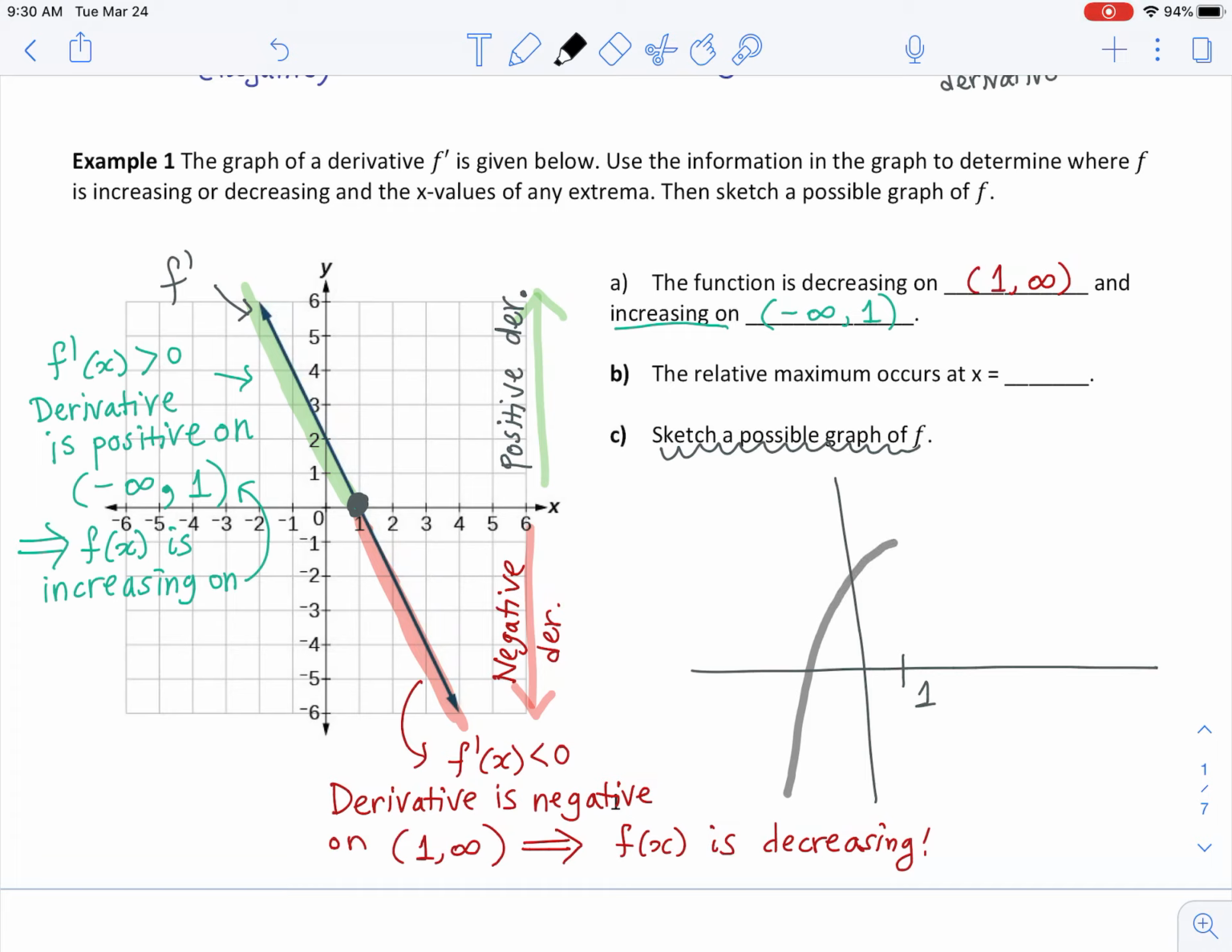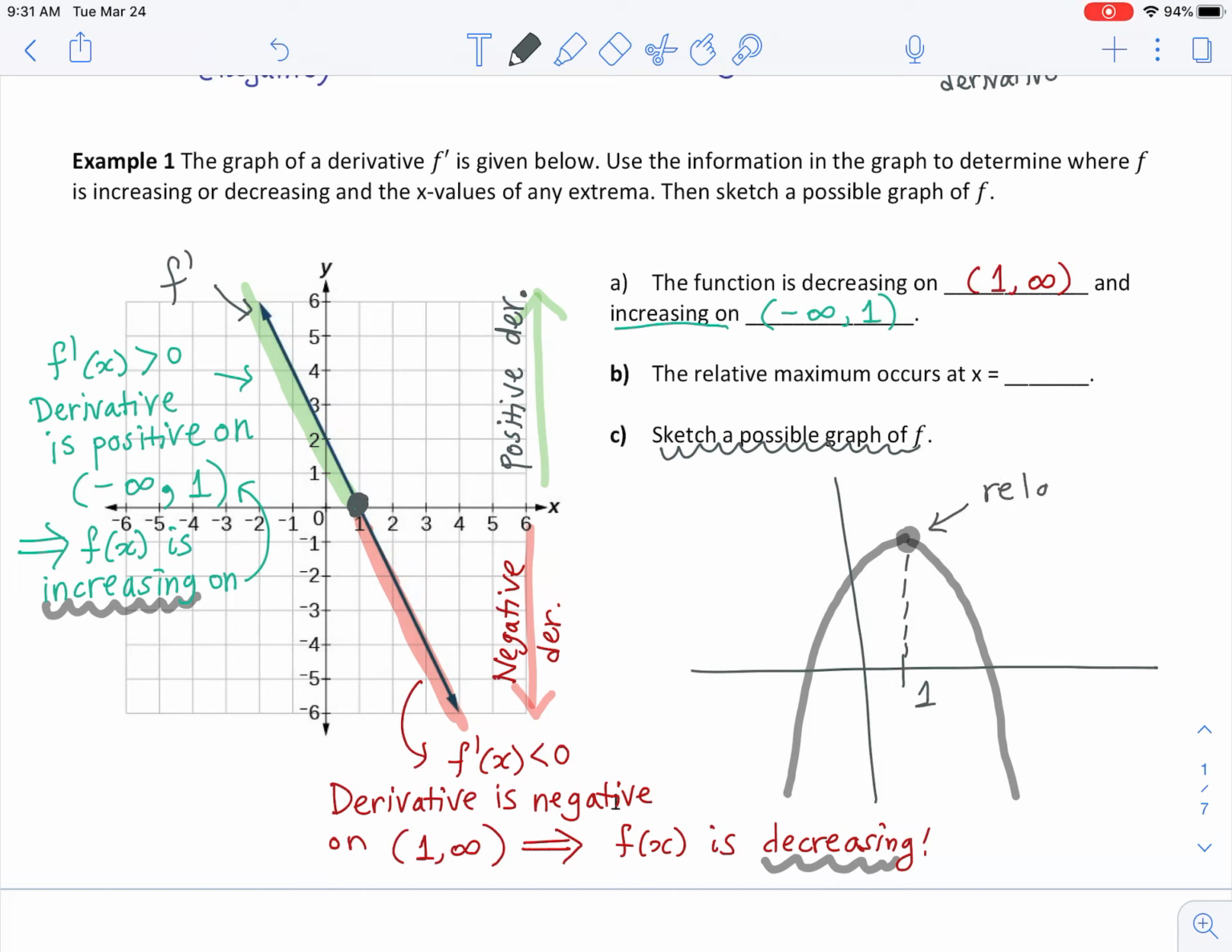So this section is increasing, going up from left to right. And then at point 1, I'm going to have to go down, right? Because this was decreasing after 1. But it first started increasing from all the way to the left to 1. But at 1, it's going to start decreasing.